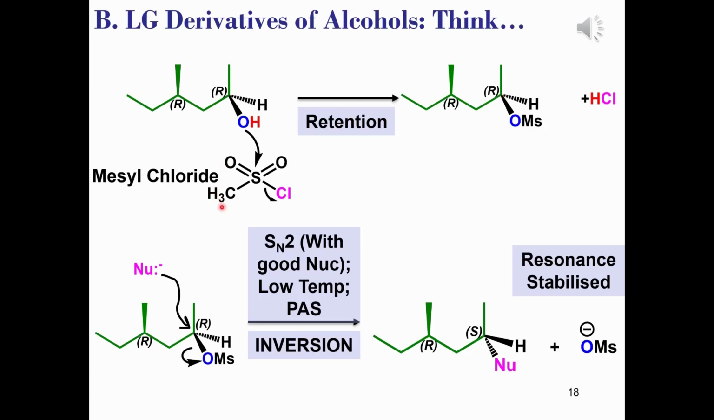Afterwards, a suitable nucleophile can be used for an SN2 reaction under the usual conditions, a low temperature and a polar aprotic solvent. At this point, the reaction will proceed with inversion at that chiral center, and the mesyl leaving group leaves because of the resonance stabilization. This concludes part C.